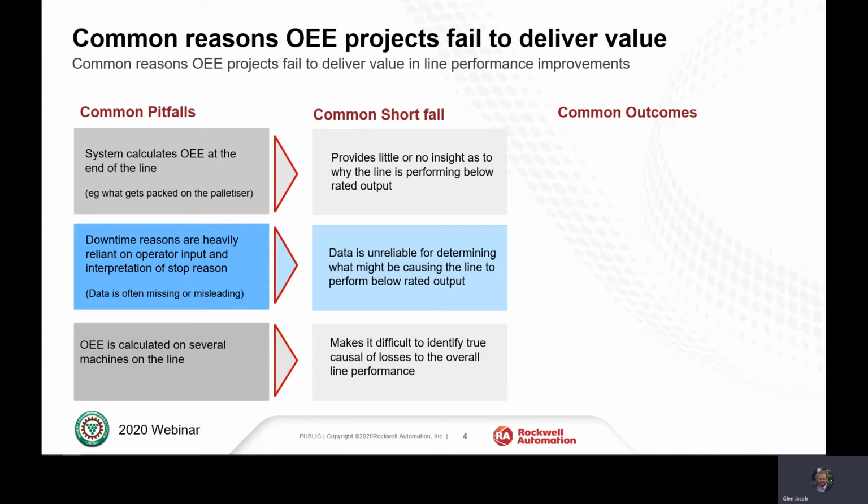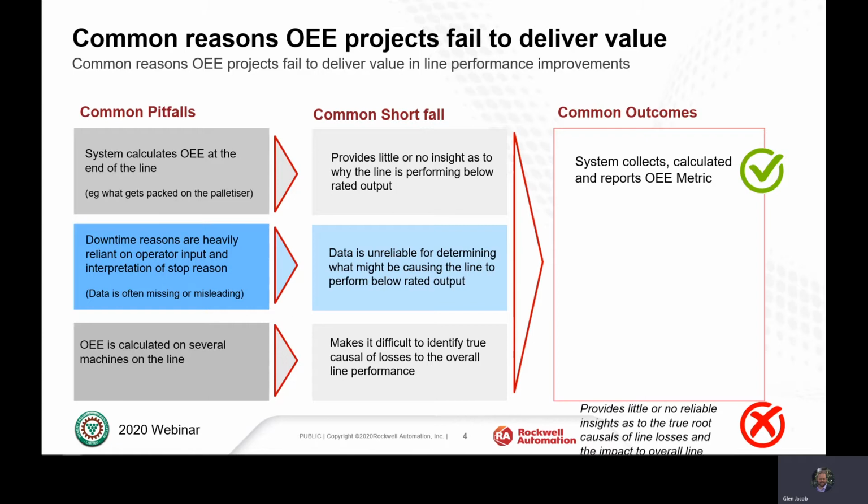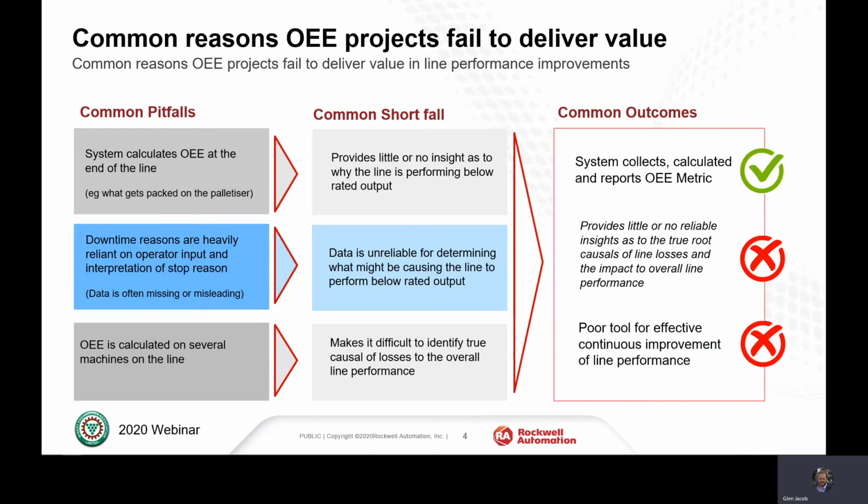The last one I just want to touch on is quite often OEE is calculated on several or every machine on a line. And this is almost a case of too much data. So it makes it very difficult to identify the actual root causes of what's causing the line performance issues. So all these approaches will give you a system that calculates and reports OEE metric, but where they fall short is it's a poor tool and platform for effective continuous improvement of the line.